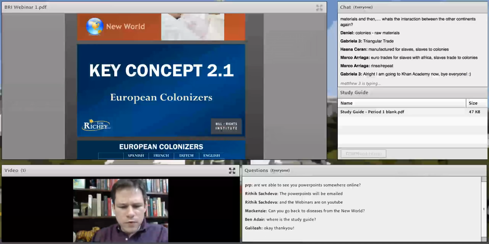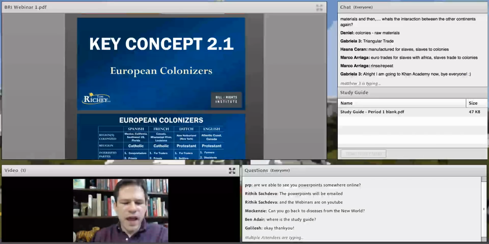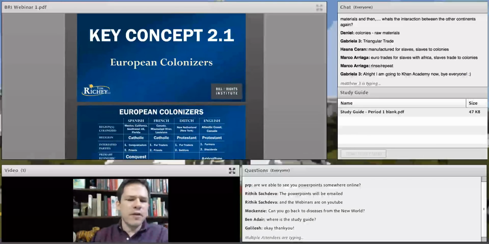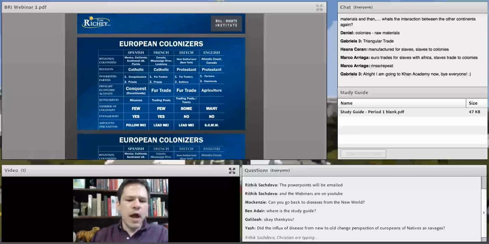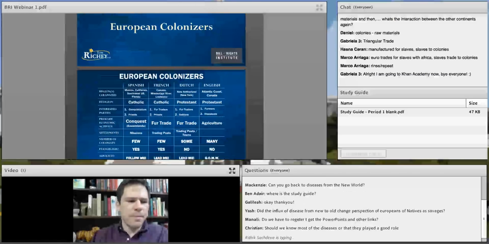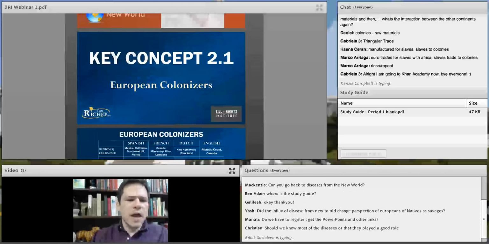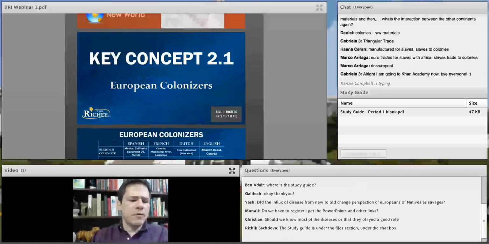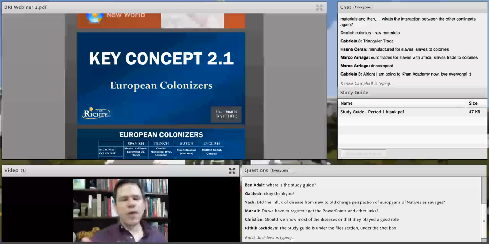All right, so diseases from the New World, it's just a handful. Most of the diseases are coming from Europe to the New World, and that's wiping out a lot of Indian populations. Now, when we look at Key Concept 2.1, remember, this is not intended to be fully comprehensive, but to focus on some things that are going to help you prepare for the exam.